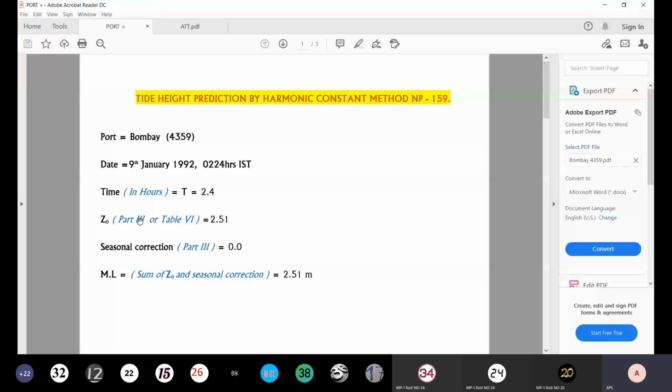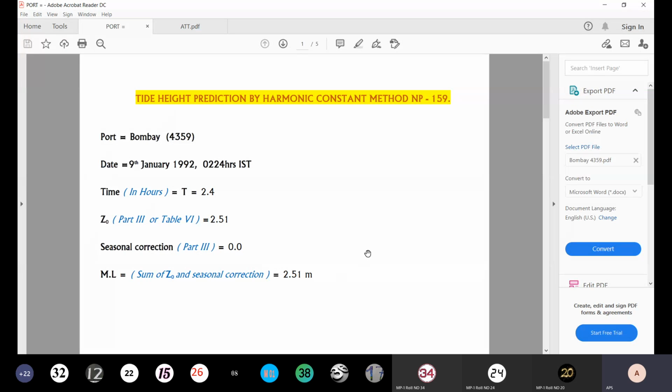Then you add Z0 and seasonal correction. What will you get? Mean level. So mean level is sum of Z0 and seasonal correction. So 2.51 plus 0.0 equal to 2.51.